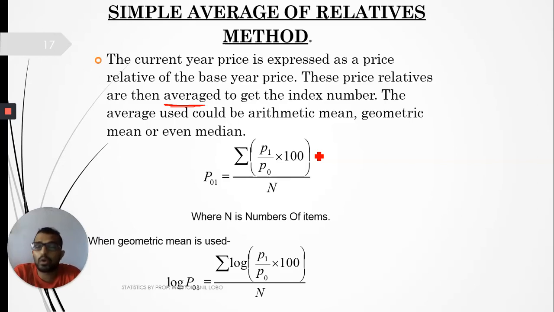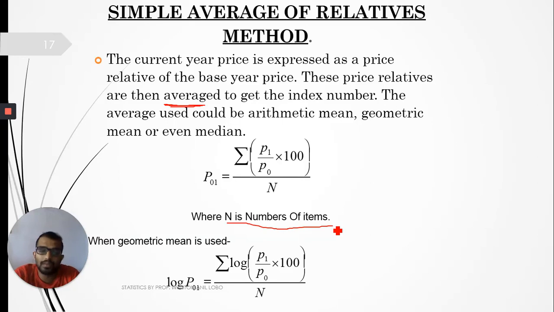Now what will be n? N is nothing but the number of items. How many items are there? So there are 5 items, so divide it by 5. If there are 10 items, divide it by 10 in this way. Students, this simple average can be done in 2 different ways. We can do it with arithmetic mean or with geometric mean.